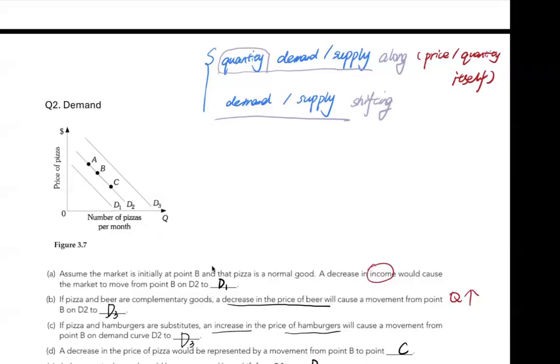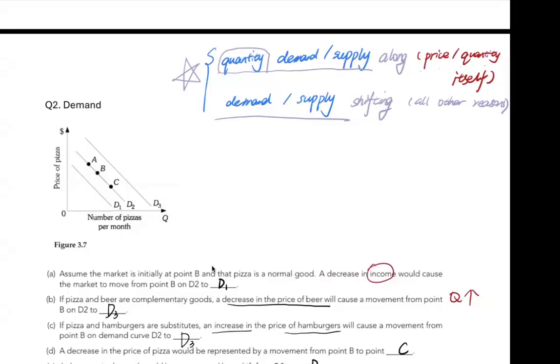Then how does the demand curve change from D1 to D2, or D2 to D3, or D3 to D2, something like that? Except for price and quantity itself changing, all other reasons will cause the shifts, will cause the demand or supply to change. And I think this one is very important for your quiz and exams. So make sure that you understand it very well, otherwise it would be trouble, okay?